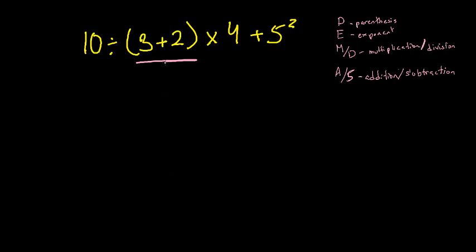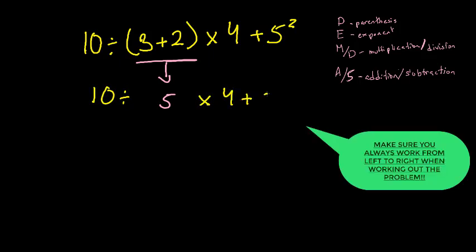So the answer to this is going to be 5. And we're gonna bring down the rest of the numbers. So we have 10 ÷ × 4 + 5². Now we're done with the parentheses part, the P. Now we're going to do the exponent, which is this part right here.